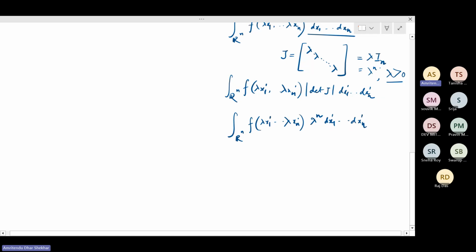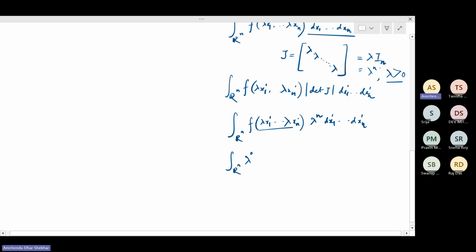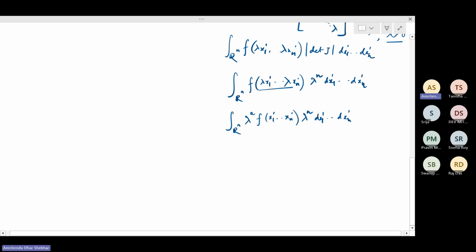But this is also a homogeneous function, so this term also comes out over here. So it's the integral over Rn of lambda to the power a, f of x1 prime up to xn prime, lambda to the power n, dx1 prime up to dxn prime. Okay. So what happens is that you get a term which is of the form lambda to the power a plus n, lambda to the power a plus n times this thing.